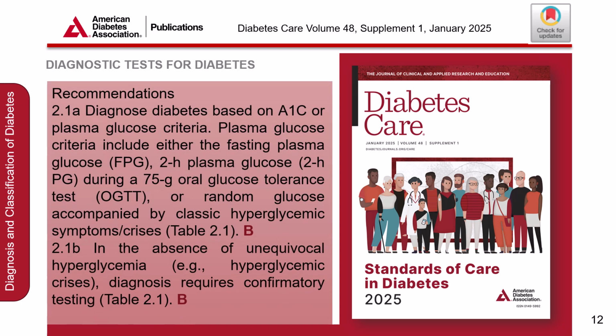Recommendations. 2.1a. Diagnose diabetes based on glycated hemoglobin test or plasma glucose criteria. Plasma glucose criteria include fasting plasma glucose, 2-hour plasma glucose during a 75-gram oral glucose tolerance test, or random plasma glucose accompanied by classic hyperglycemic symptoms or crises. Level of evidence B. 2.1b. In the absence of unequivocal hyperglycemia, such as hyperglycemic crises, diagnosis requires confirmatory testing. Level of evidence B.